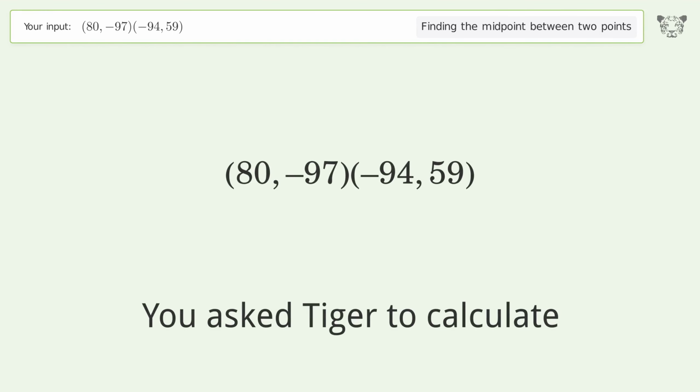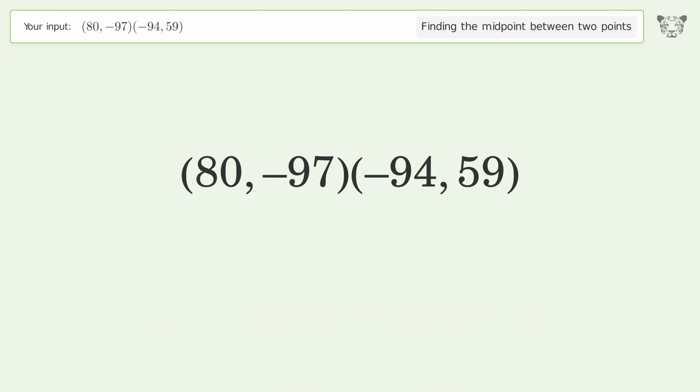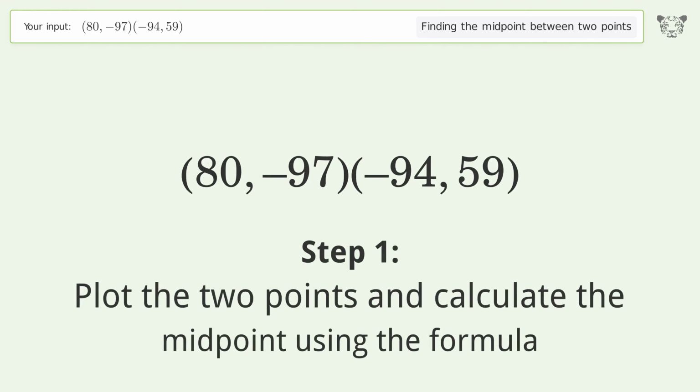You ask Tiger to calculate. This deals with finding the midpoint between 2 points. The midpoint between the 2 points is -7, -19. Let's solve it step by step. Plot the 2 points and calculate the midpoint using the formula.